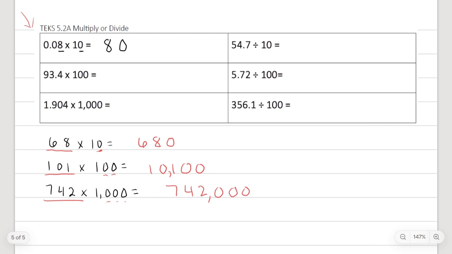And to add the decimal, I need to count how many decimal places I have. So here, I have 1, 2 decimal places. So then 1, 2. Here's where my decimal goes. So technically for this one, my answer is right here, 8.0. Now remember, when we write decimals, we don't have to write this 0 right here. We don't have to write that. That one can drop off.